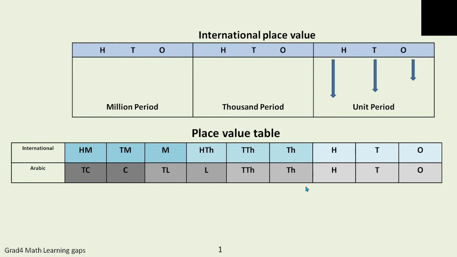Fine. Now in the international place value system, the periods are divided into units period, thousand period and million period. Fine. So the names go as 1 unit, 10 unit and 100 unit. Then it has 1000, 10,000 and 100,000. Then it has 1 million, 10 million and 100 million.